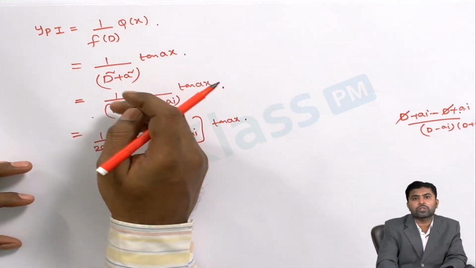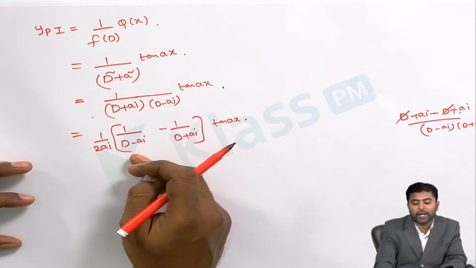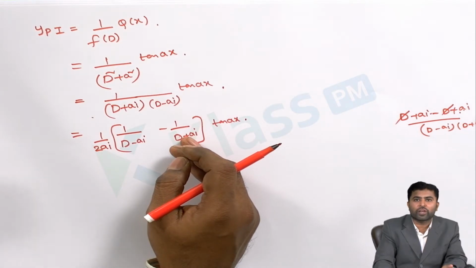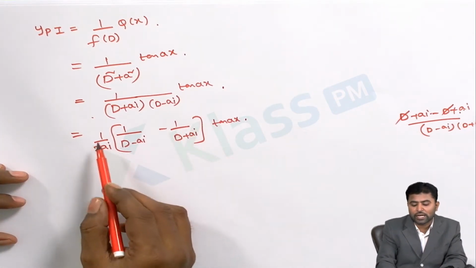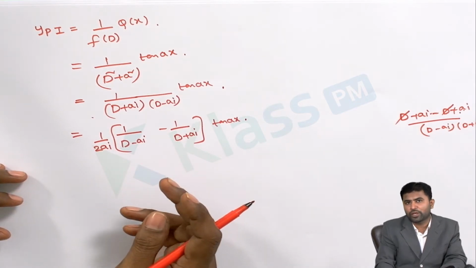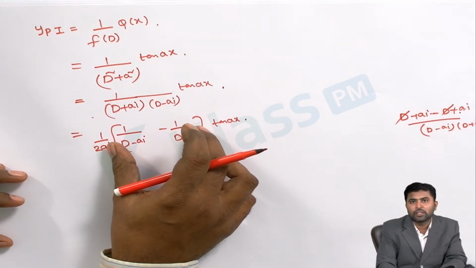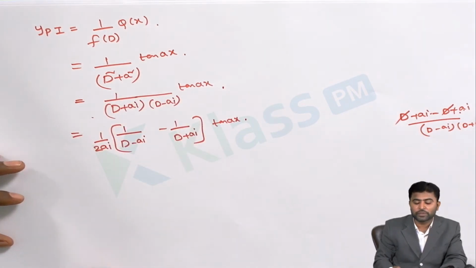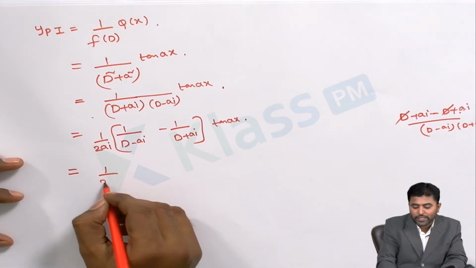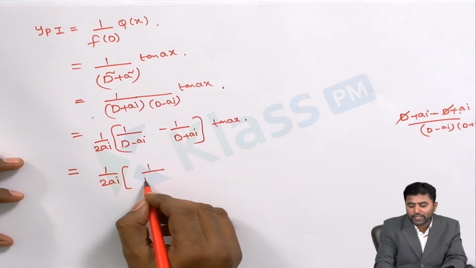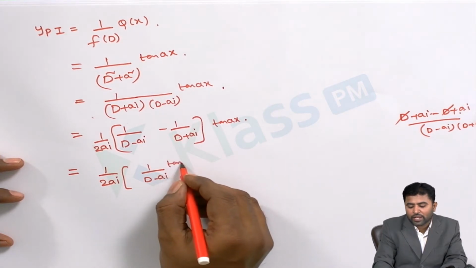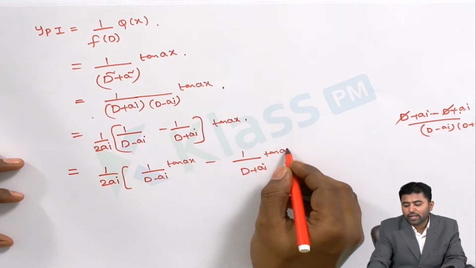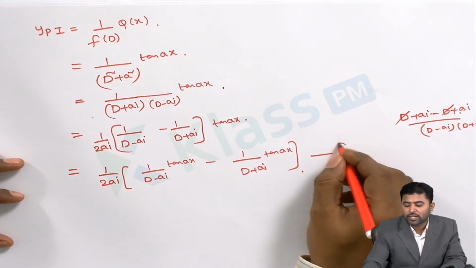Or else, you can also apply partial fractions. You can write A by D plus ai plus B by D minus ai, and you can find out the values of A and B, which you will get as 1 by 2ai and minus 1 by 2ai. So this is the direct method or the shortcut for separating these two terms in this way. Then I can write this as 1 by 2ai, 1 by D minus ai into tan ax minus 1 by D plus ai into tan ax. I'll write this as equation 1.